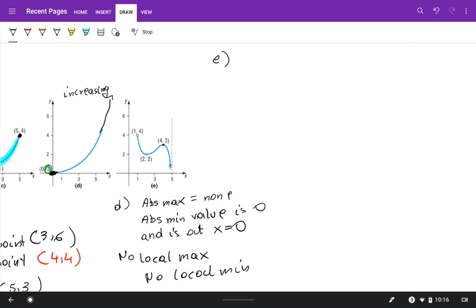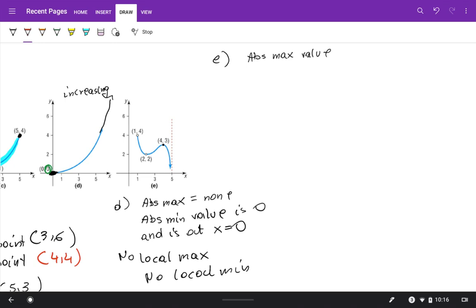So graph E, here, let's talk about absolute maximum. What is the absolute maximum value if we have any? That should be the highest point on the graph, the highest y coordinate. So look what happened with this graph.